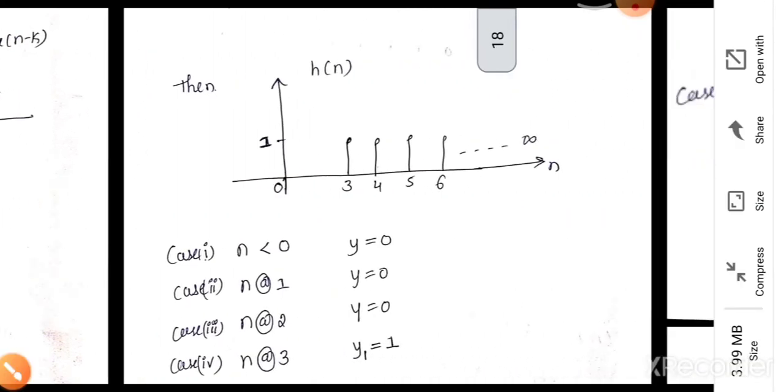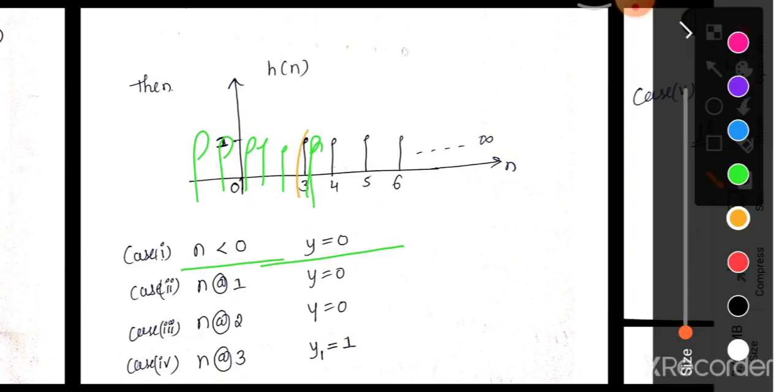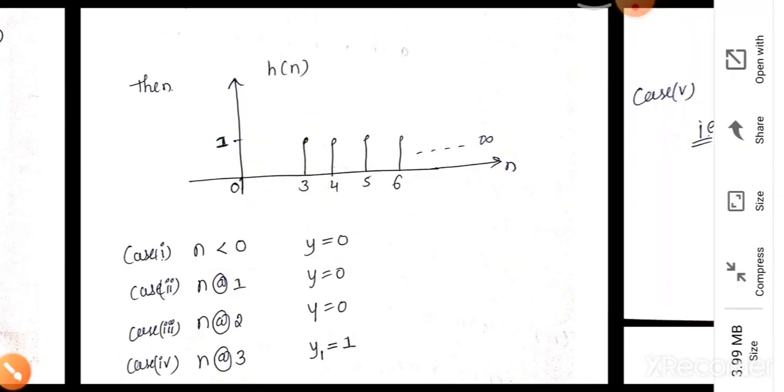Okay, so observe here. When n is less than 0, it was 0. When n is equal to 1, if you place it at 1, that time also it is equal to 0. At 2, if you are placing it, that also is 0. When n equal to 3, that time only one signal was present, which is equal to 1.